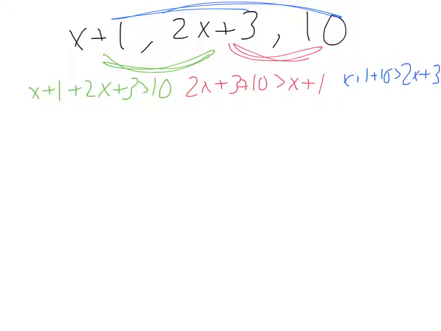Alright, solve each of these individually. So, we need to combine like terms here on the left side. So let's combine my x and 2x and get 3x. Combine my 1 and my 3 and get 4. Remember, they're on the same side of the inequality sign, so you can't subtract, you need to combine them. Alright, let's subtract 4 from both sides. And now we have 3x is greater than 6, we need to divide by 3.